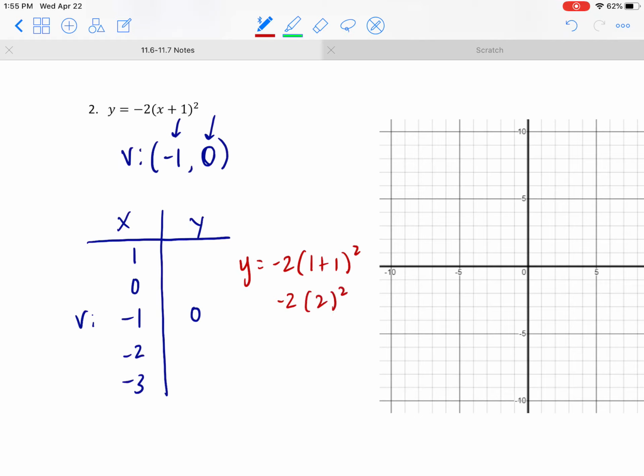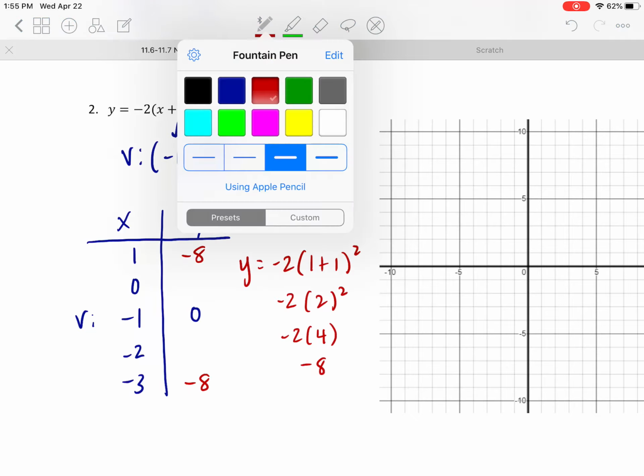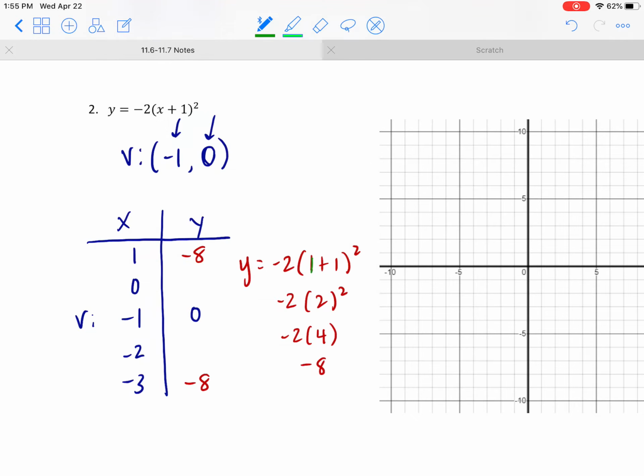Okay, so let's plug in. It doesn't matter where you start, I'm going to plug in the 1 first. I plug in 1 plus 1 squared. 1 plus 1 is 2. And then remember, exponents before multiplication, so 2 squared makes 4, and 4 times -2 makes -8. So if I get a -8 here, then I'm going to get a -8 here as well. If that's really my vertex in the middle, there's going to be symmetry around that vertex.